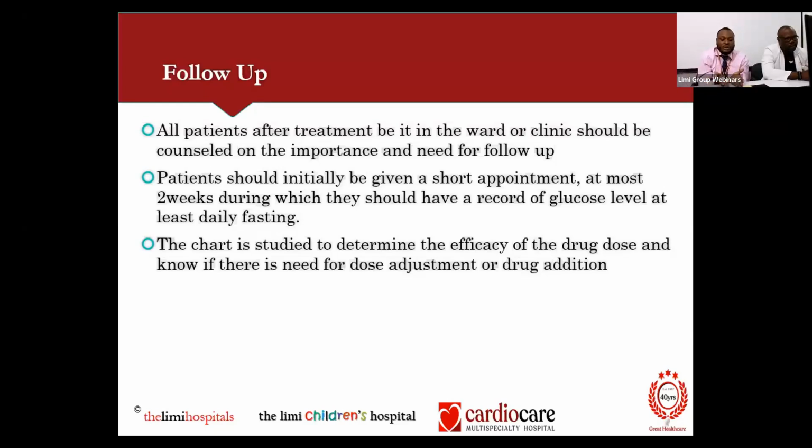Then we now study these charts. It helps us to assess if our medications are actually doing the appropriate thing and gives us an idea in adjusting dosage or even adding on additional medications. So this is what we need to do.